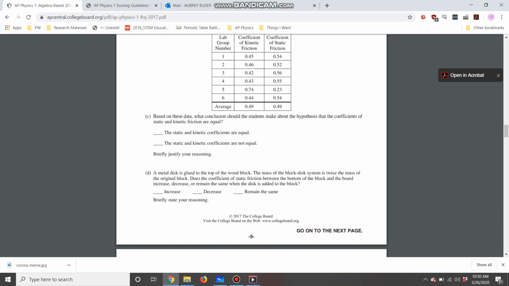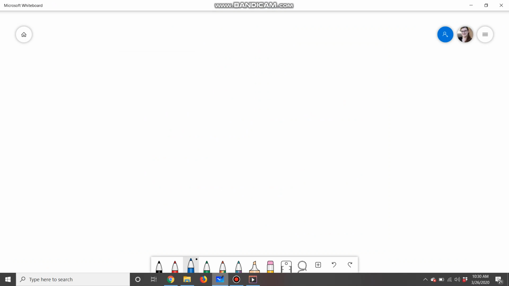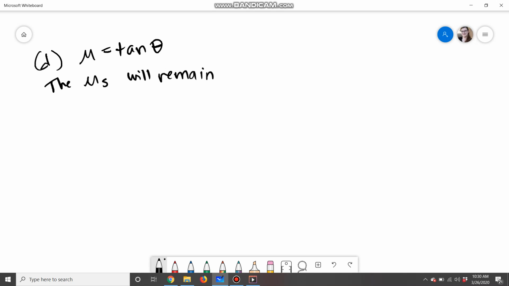Okay, we're going to go back to our reasoning for our derivation for mu. Our derivation for mu was equal to tangent of theta. I don't see mass anywhere in that derivation. So the coefficient of static friction will remain the same.